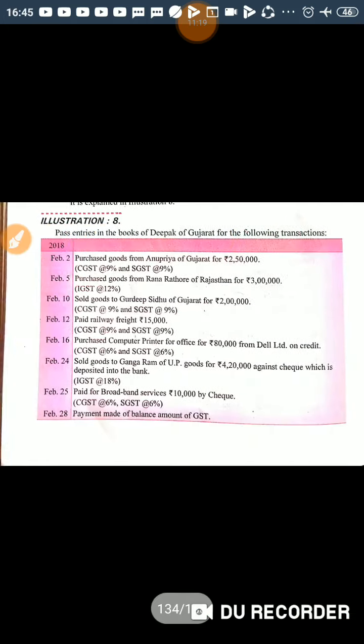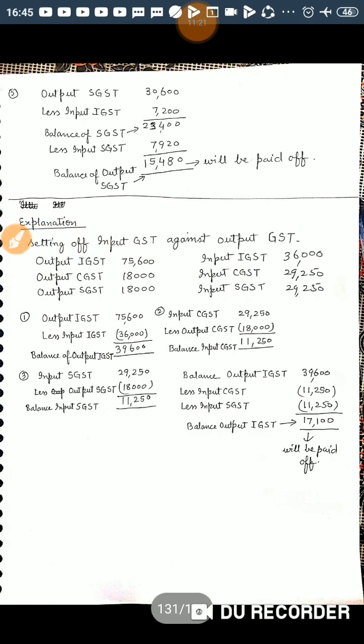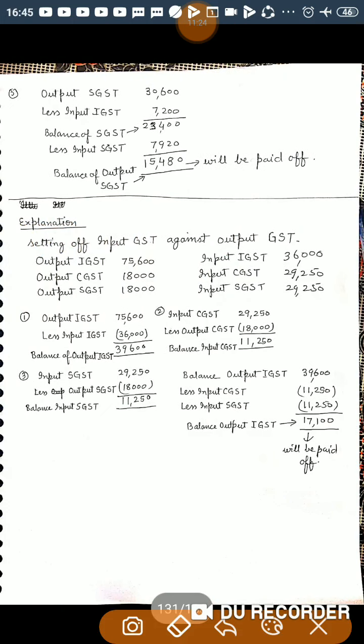Now come to the point of input CGST: we have 29,250 and output CGST is 18,000. So less amount is available to write off. So we will first write off 18,000. Still a balance of CGST is left, 11,250. The same way for SGST, again a balance of input SGST is left with 11,250.